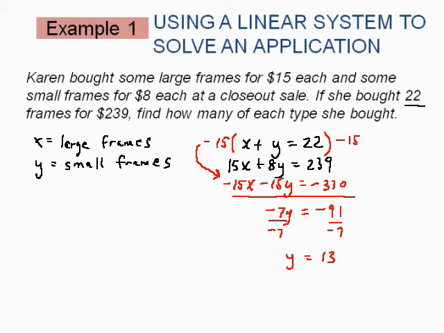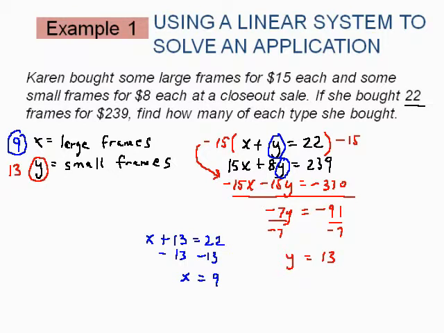So don't get too happy. I have a lot of students at this point go, I got it, I got Y, I got X, but they didn't answer the question. So we're going to put 13 back in here for the small frames. How do we get the large ones? Well, we have to take that 13 and either plug it in here or here. And you know which one I'm going to take because I'm always the lazy guy. The first one. X plus 13 would then equal 22. So to get the large frames, subtract 13 from both sides, and X would be 9. So there would be 9 large frames and 13 small frames.